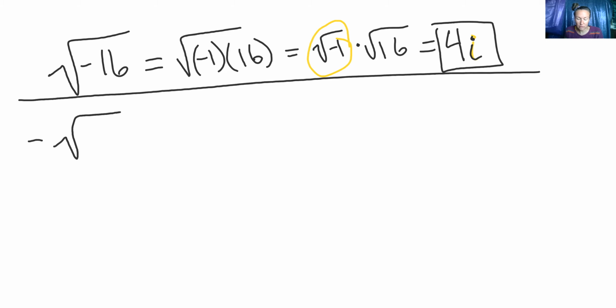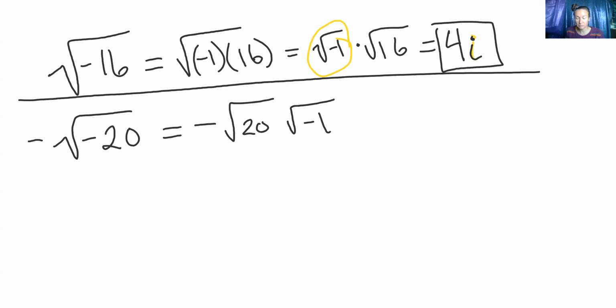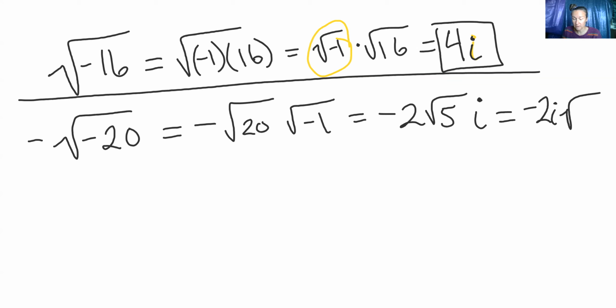Okay. Let's do another example. If we have negative square root -20, we're going to do the same thing. We're going to factor out that square root of -1 from the square root of the 20. So we've got negative square root of 20 times square root of -1. Now 20 is 5 times 4. So we can take that square root of 4, it pulls out a 2, and we've got a 5 inside. And then we're still multiplying by the square root of -1, which is an i. But let's write everything that's not in the square root in front of the square root. So we've got negative 2i root 5 here.